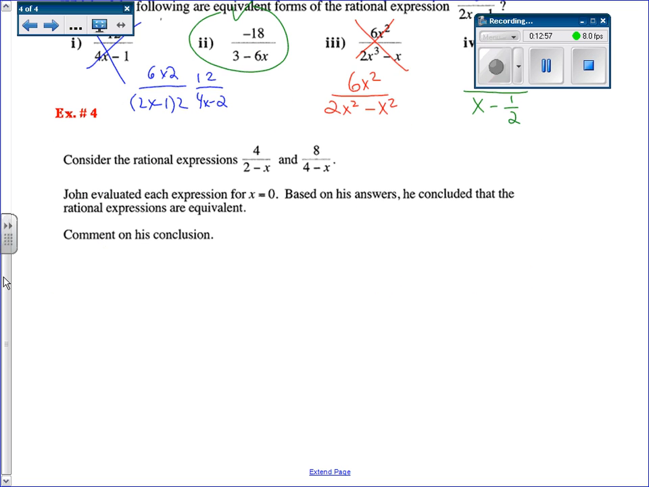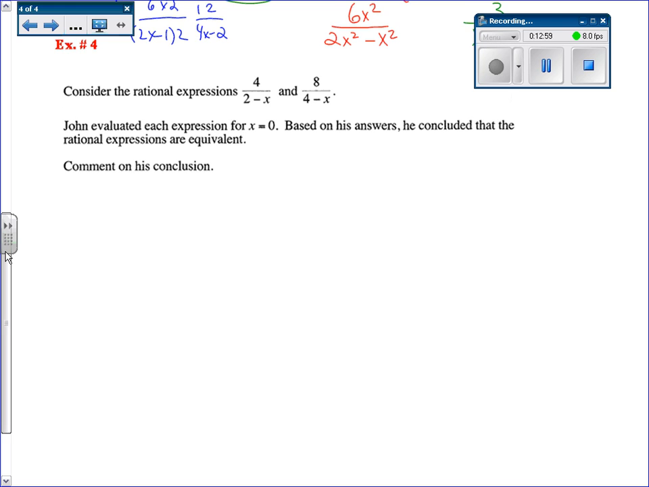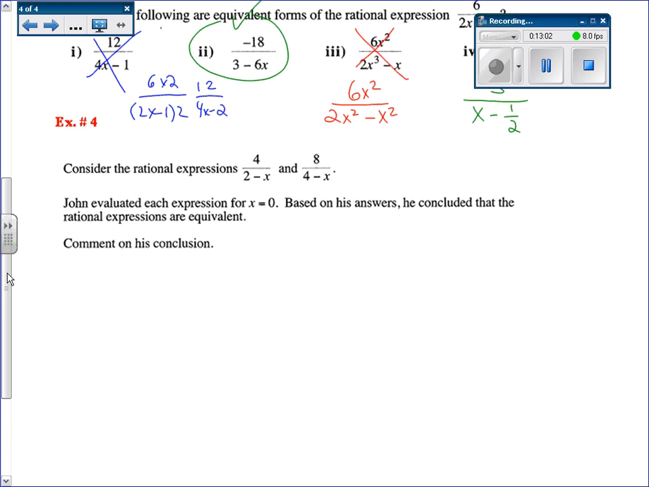Consider the rational expressions 4 divided by 2 minus x and 8 divided by 4 minus x. John evaluated each expression for x equals 0. Based on his answers, he concluded that the rational expressions are equivalent. We want to comment on that. All we need to do is try a different value. He only tried 0, so let's try x equals 1. 4 divided by 2 minus 1 equals 4 over 1, which is 4. 8 divided by 4 minus 1 is 8 over 3. These are not equal, so they're not equivalent.